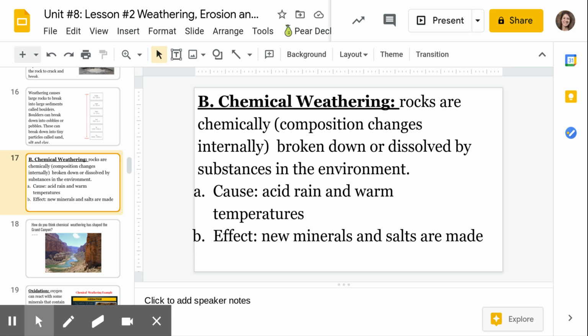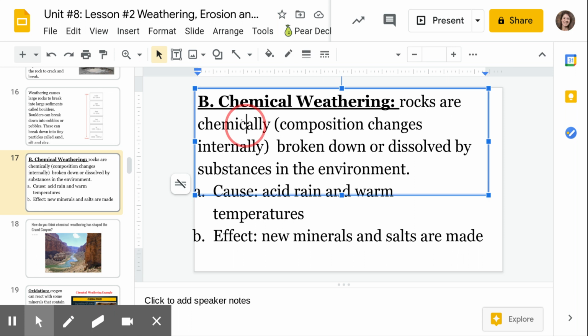So physical weathering is changing how rocks look on the outside, and that can be caused by wind, water, temperature, etc. Now we're going to talk about chemical weathering. Chemical weathering is when rocks are chemically changed or broken down. So this is where the composition or what they're made up of changes or gets dissolved or broken down based on the environment the rock is in.